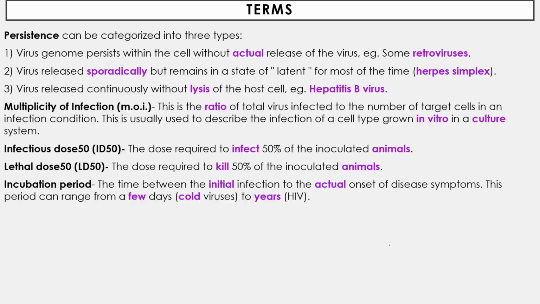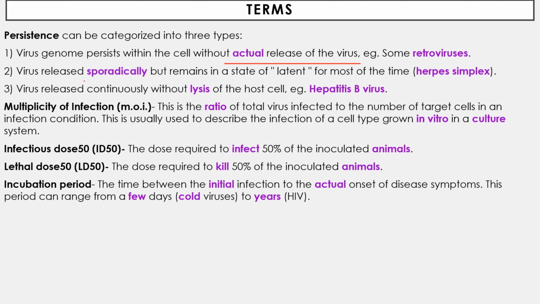Now, persistence can be categorized into three types. Virus genome would persist within the cell without actual release of the virus. So, di ba yung viruses nyo class, once they enter the cell, they would usually lyse the cell or they would bud. But there are some viruses such as your retroviruses wherein they would just stay within the cell.